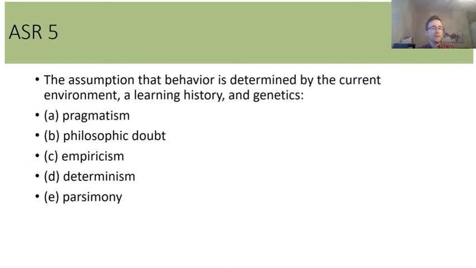ASR 5, the assumption that behavior is determined by the current environment, a learning history, and genetics. A, pragmatism. B, philosophic doubt. C, empiricism. D, determinism. E, parsimony. Give you a couple more seconds. All right, I'll go ahead and close the poll. And the answer here is determinism.